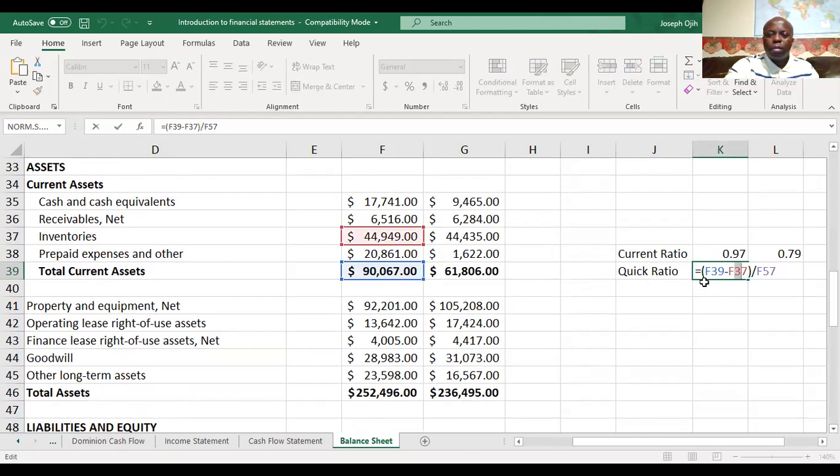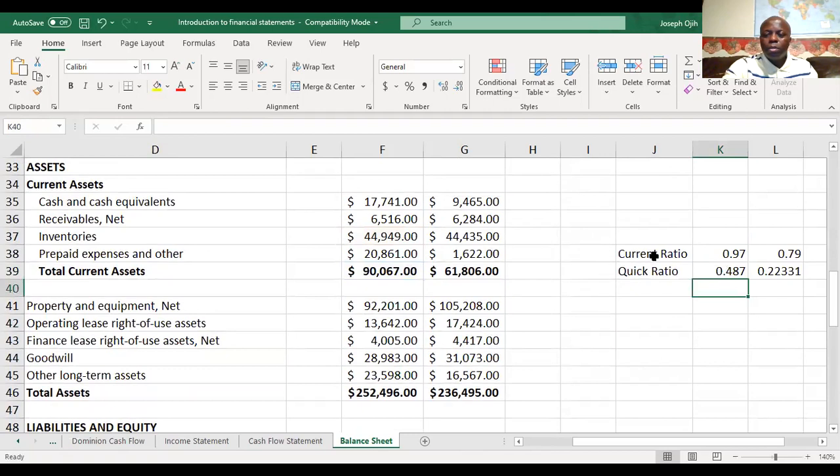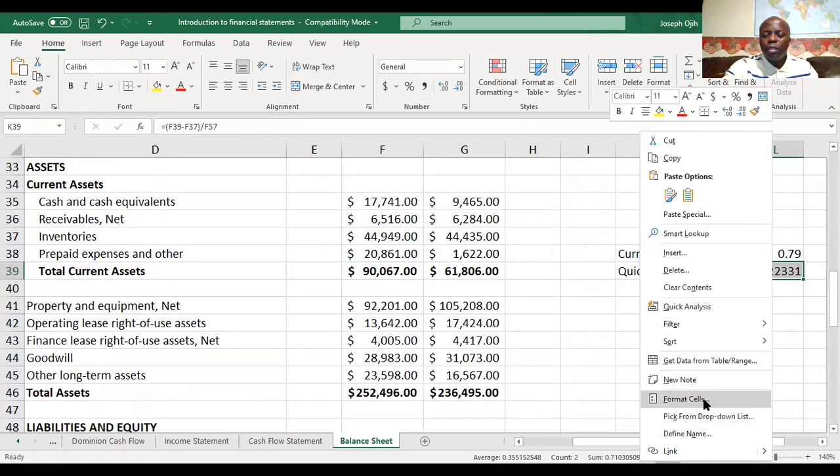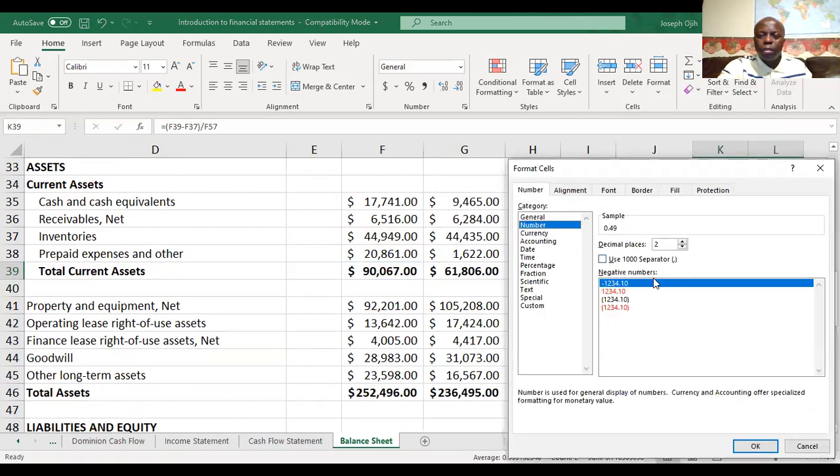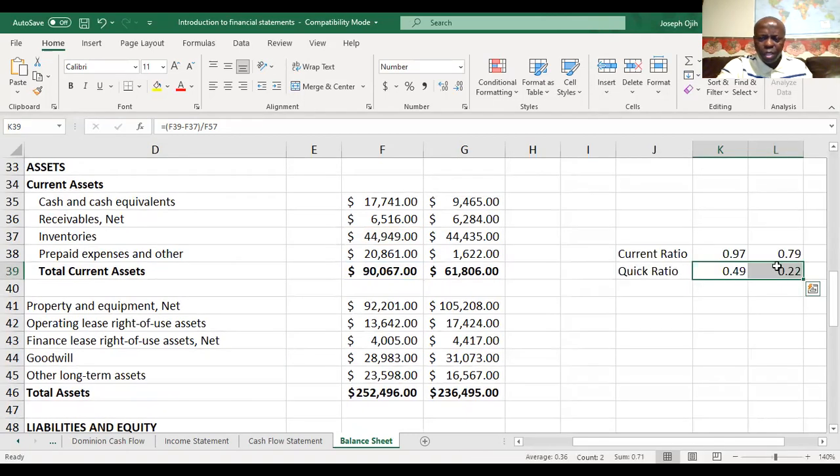So this means that in 2020, let me format this. Format the cells. Okay. Right. In 2020, for every $1 of debt Walmart owes, it has only 22 cents to pay it off. That means if it owes, for instance, $1 million in debt, it has only $220,000 to settle the debt. Now, we have removed the inventory, so that's why it went down so far. If you compare this with the current ratio, you see that difference.